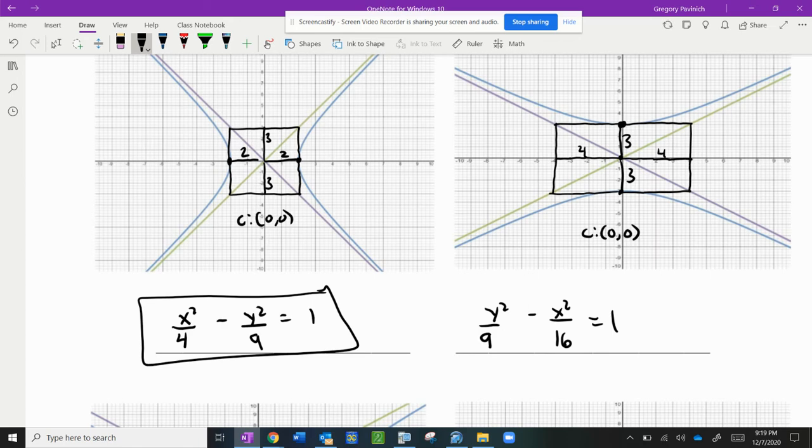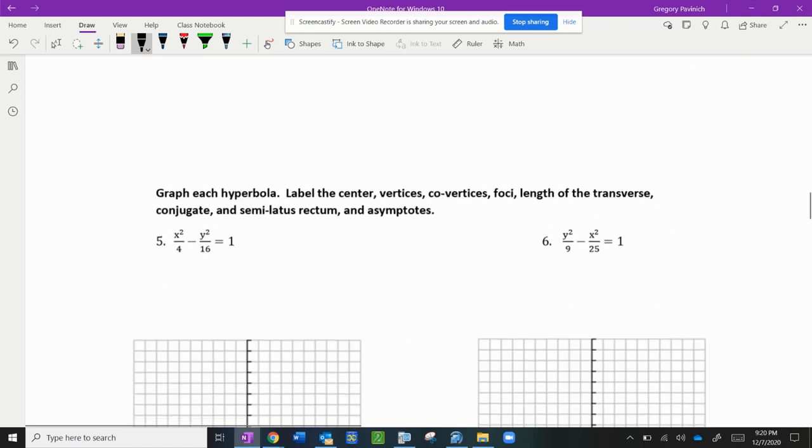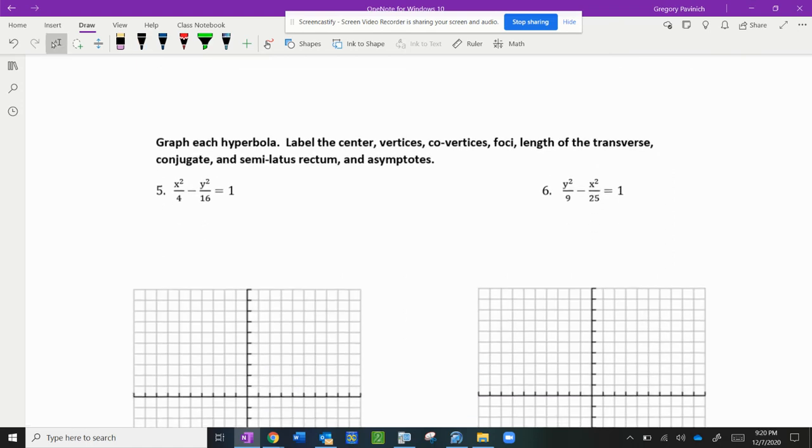Notice that the transverse axis is the vertex to vertex distance, which is 6, which is shorter than the conjugate axis, which is 8 units. So it's not dependent on size like the ellipse was. We had the major and minor axis. On a hyperbola, we don't have that. Okay, so I'm going to let you work the other two, and then we'll look about defining this one.